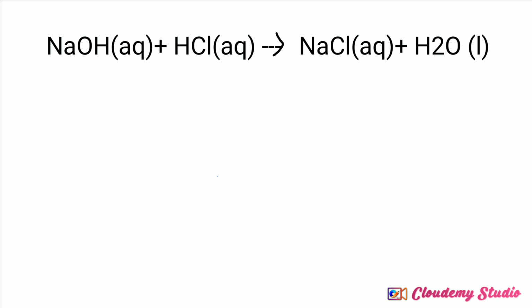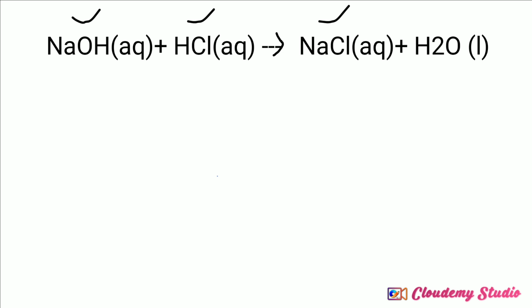The ionic compounds are sodium hydroxide. Sodium hydroxide is an ionic compound. Hydrochloric acid is an ionic compound. Sodium chloride is also an ionic compound. So these ionic compounds we need to separate into ions. So I am writing the ions. Ions are being separated now.